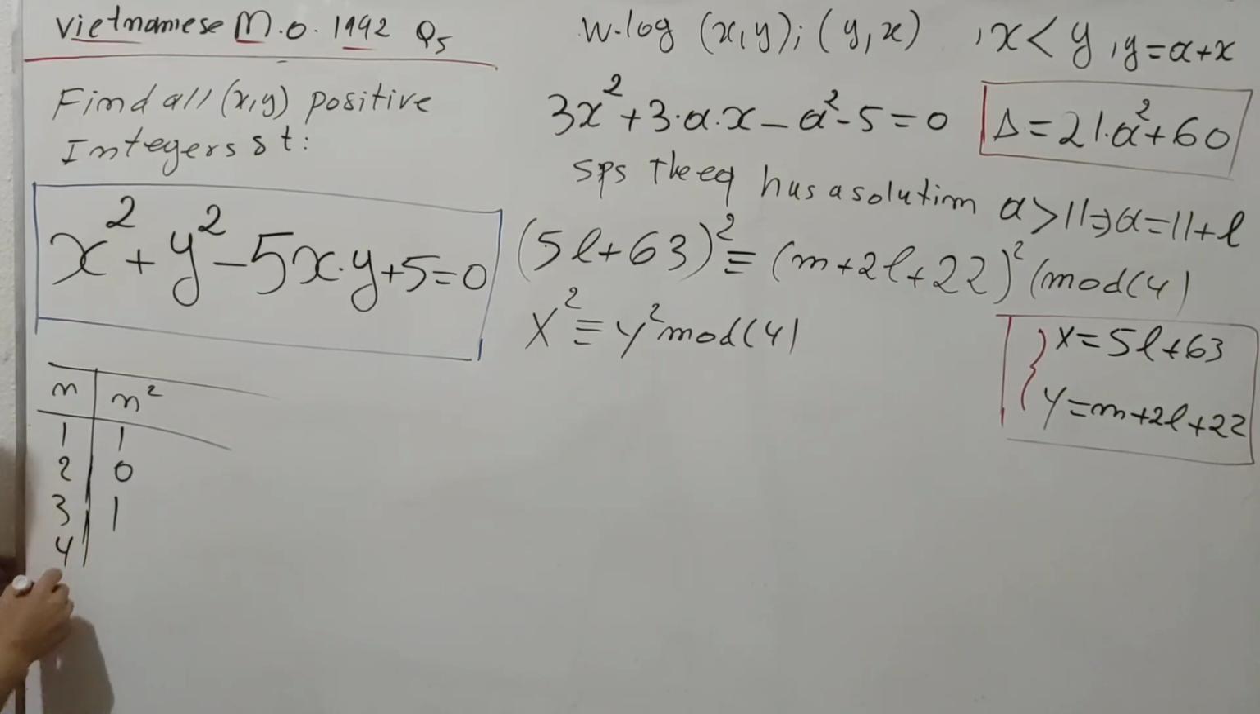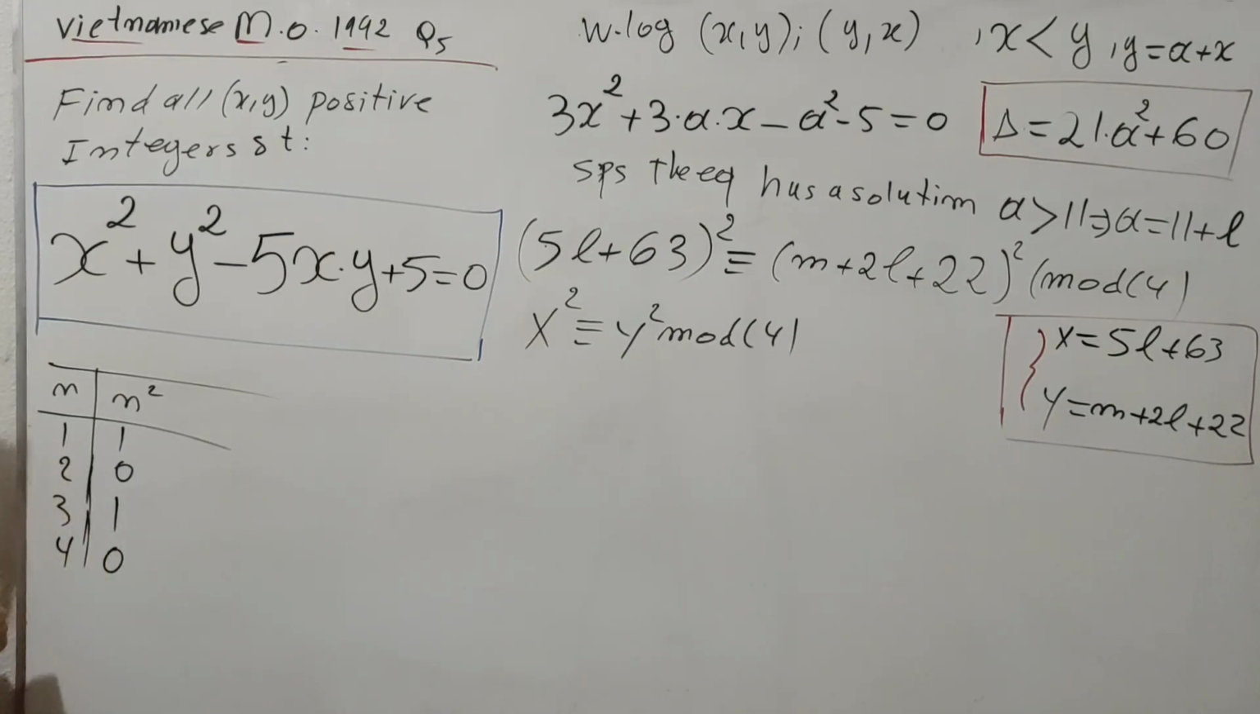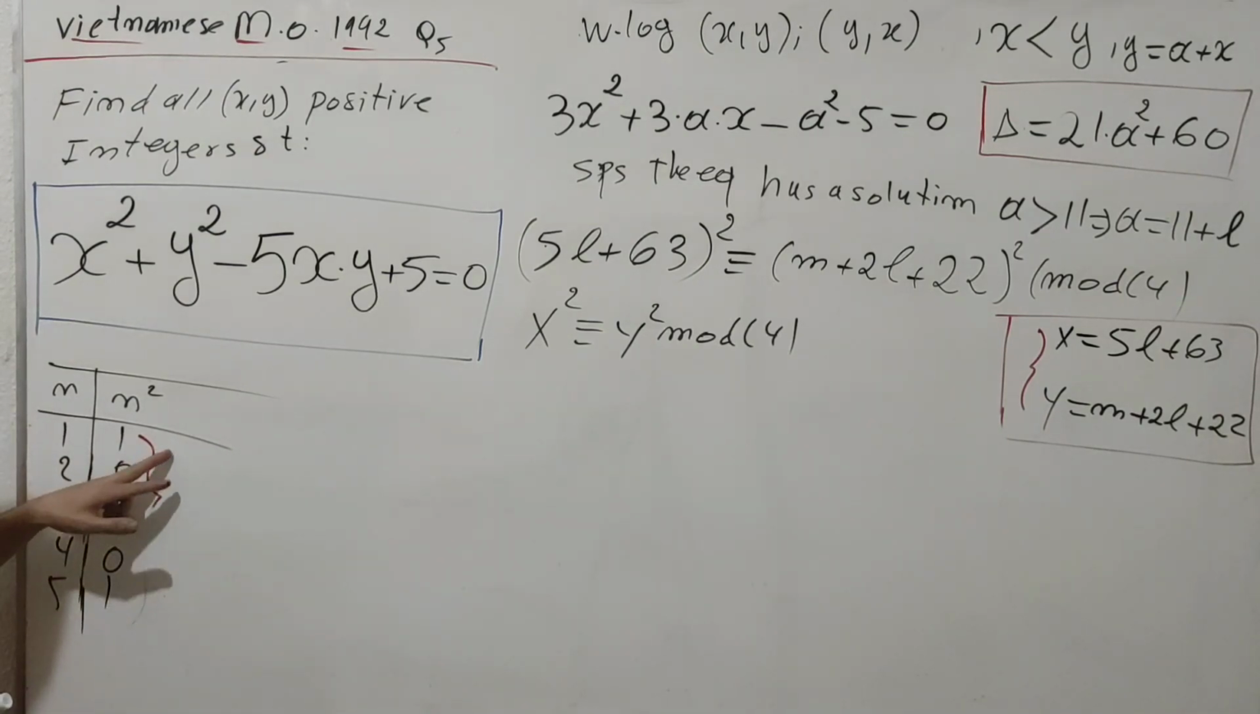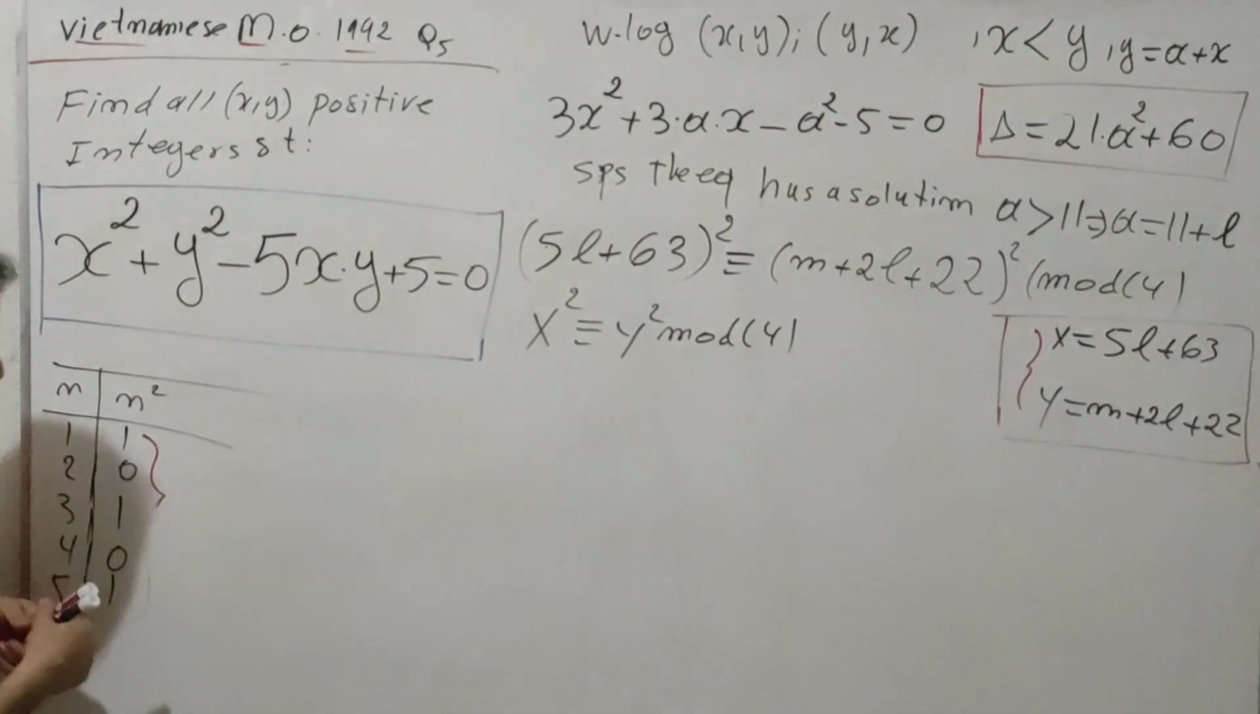So let's check number 4. 4 squared is giving us 16, and 16 is the same as 0 mod 4. Let's check 5: 25 is 1 more than 24, which is 1 mod 4, and so on and so forth. This keeps going like this. So the only perfect squares mod 4 are just 0 and 1. Now I will have the same.